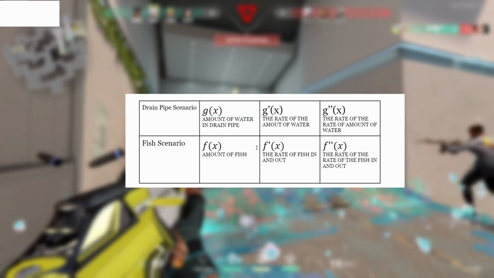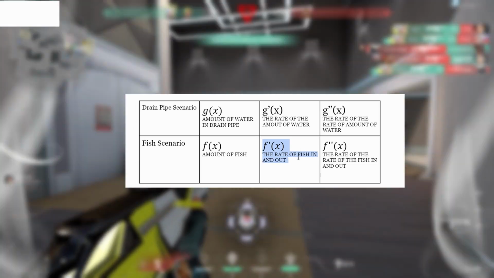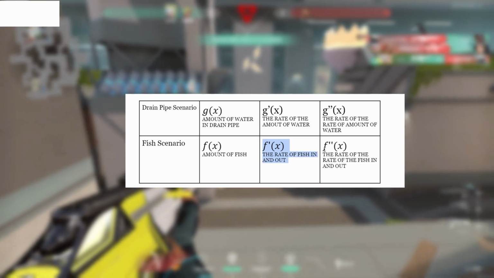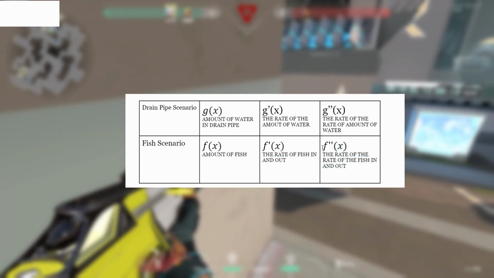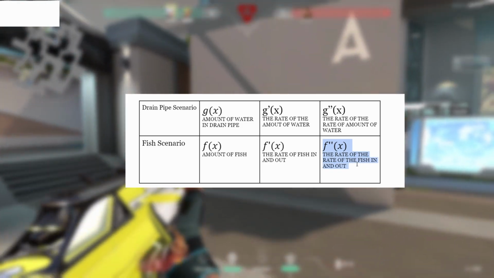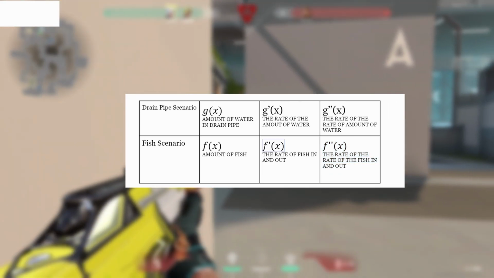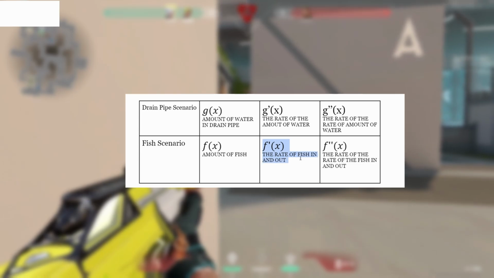However, in the fish scenario, we were given the rate of fish in and out, and we wanted to see if that was increasing or decreasing. So then we had to take the second derivative to analyze if the first derivative was increasing or decreasing. So then we had to plug the number into the second derivative to see whether it was positive or negative, and that would tell us if the first derivative was increasing or decreasing. So the point of this tip is to be careful on what derivative you're using, because you want to make sure that you're answering exactly what the AP exam is looking for.